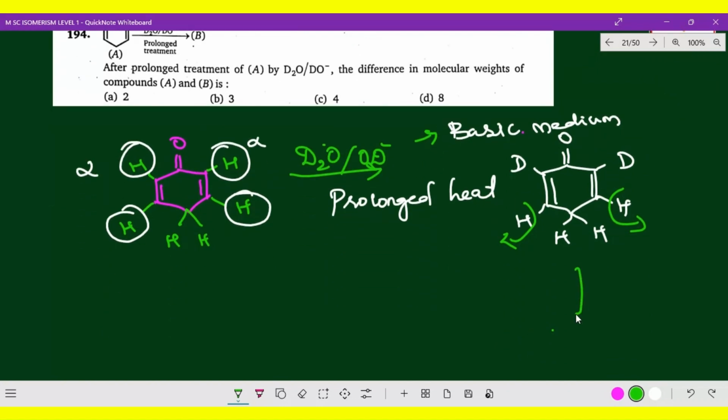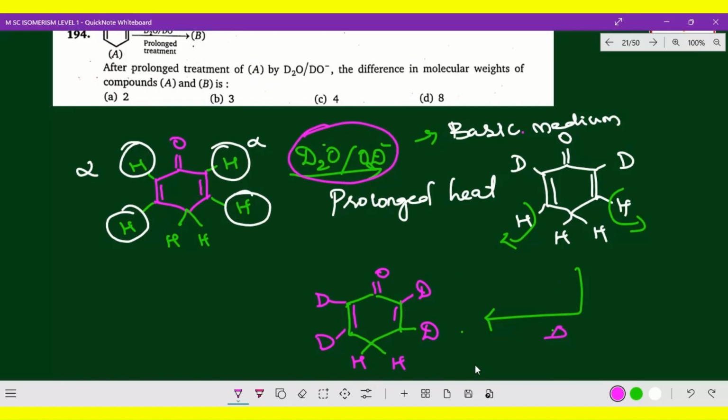So that means you will get another compound, with D on all four sides. So here also D, here also D, hydrogen is replaced by D, that's all, right? Here also D and here also D, and here double bond O, but here hydrogen, right? So this is prolonged heating with that same D2O, heavy water.